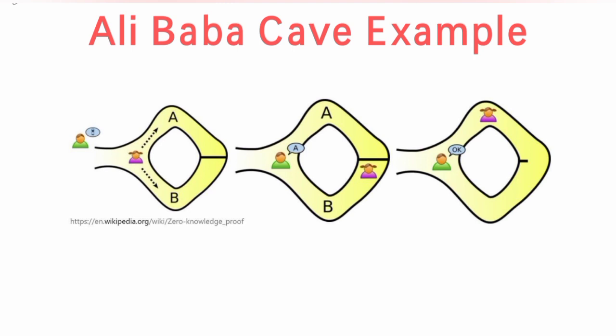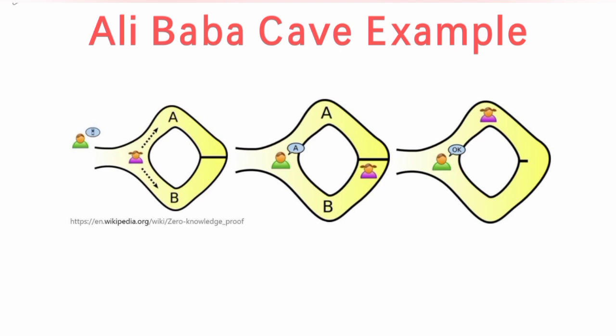Peggy claims to have uncovered a secret word that opens the magic door, but she doesn't want to say this word to Victor, who is waiting outside the cave. At the same time, Victor wants to learn whether Peggy in fact knows the secret word. So Peggy and Victor agree on naming both paths. Let's call the paths in the cave A and B.